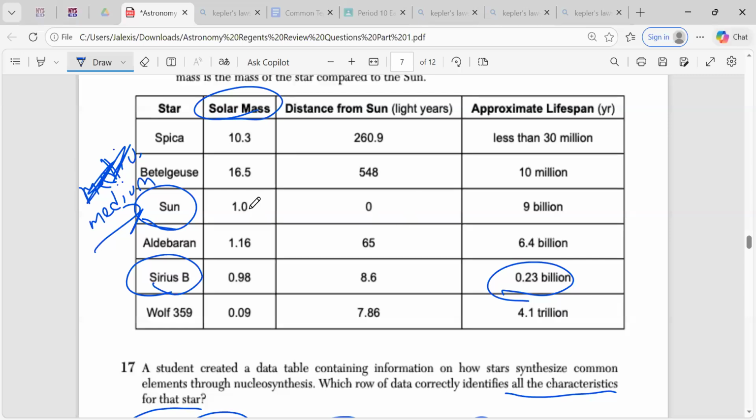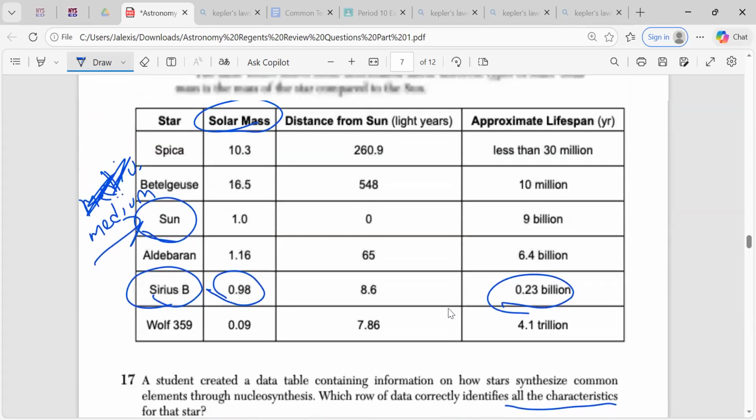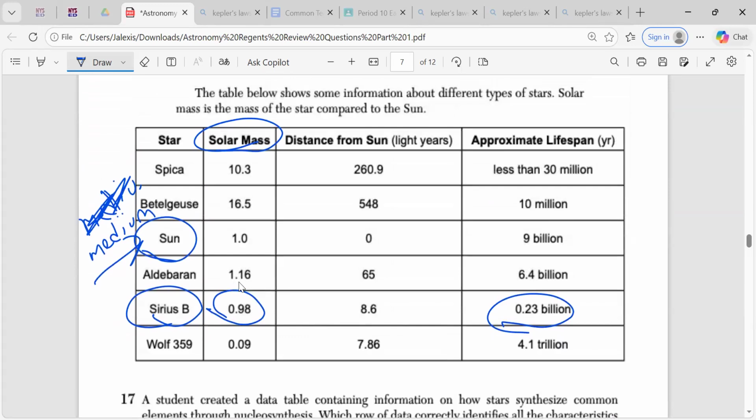If the sun is a medium mass star, how can Sirius B, which has a lower solar mass, be a high mass star? So it can't be a high mass star, right? Now I see Aldebaran. The mass as a medium mass, let's see, it says 1.16. Okay, so that might end up fitting the range, right?